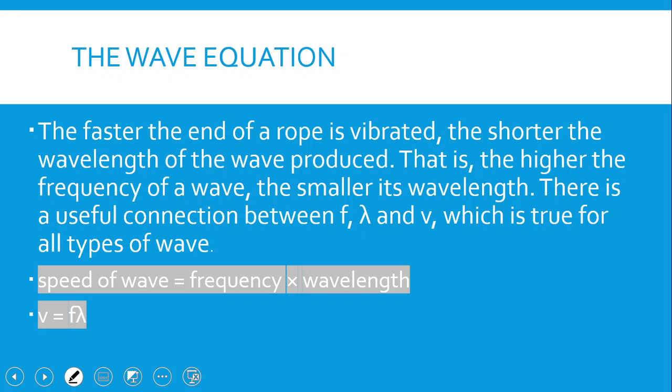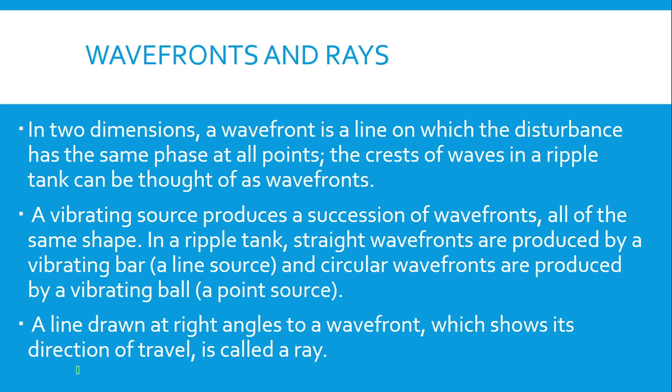Now the wave equation. The faster the end of the rope is vibrated, the shorter the wavelength that will be produced. That is, the higher the frequency, the smaller its wavelength. There is a useful connection between f, lambda, and v, which is true for all types of waves, which is v = fλ. So the frequency of the wave multiplied by the wavelength is equal to the velocity, and that is the wave equation.